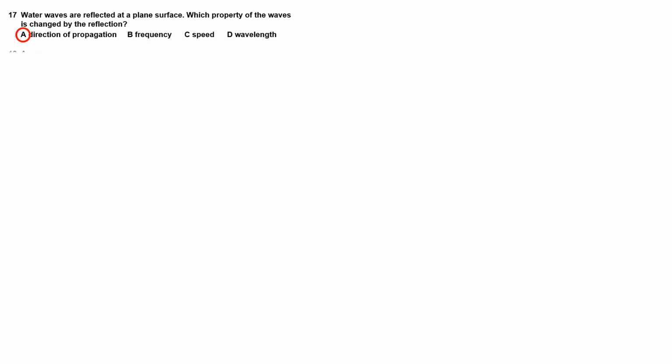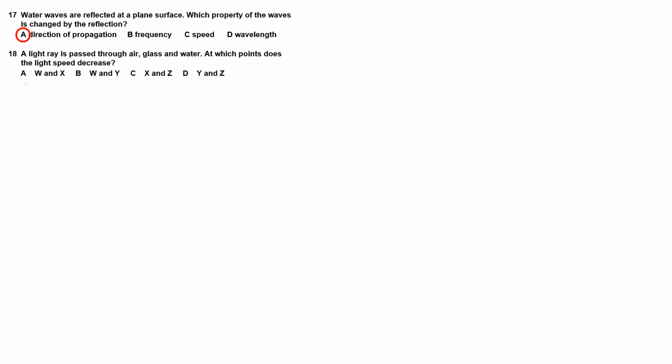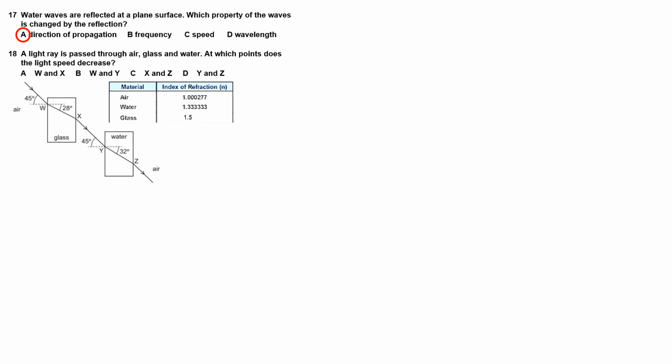Question 18. A light ray is passed through air, glass, and water. At which point does the light speed decrease? A ray of light will slow down as it passes from air to glass and as it passes from air to water because light slows down as it enters a denser medium with a higher refractive index, causing it to change direction slightly and bend toward the normal.